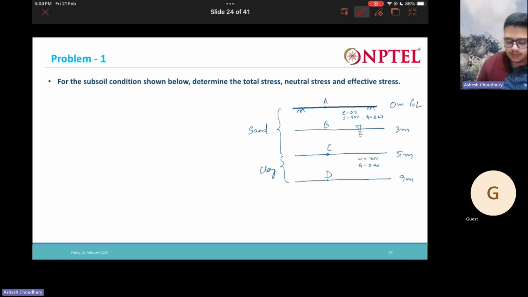This is the first problem. For the subsoil condition shown below, determine the total stress, neutral stress, which is the pore water pressure, and the effective stress at all these points A, B, C, D. We need to determine the total stress, neutral stress, and the effective stress. So just try to do this. I'll be back in a minute. It's very simple. Try to solve the problem.